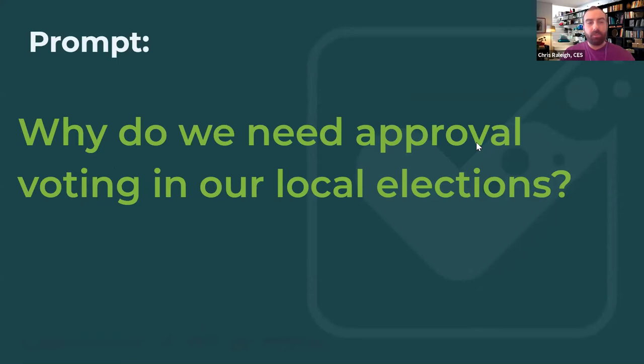So in the meantime, we're going to go through this step by step, but every one of you has a prompt. This is an interactive piece today, okay? I would like for everyone to write on their own. They can do it on the computer, they can scribble down notes. By the end, I would like people to share. We'll give people a little bit of time at the end. The prompt is, why do we need approval voting in our local elections? That is your prompt. Think about that. Keep that in the back of your mind as we move forward. Everyone got that? Why do we need approval voting in our local elections?